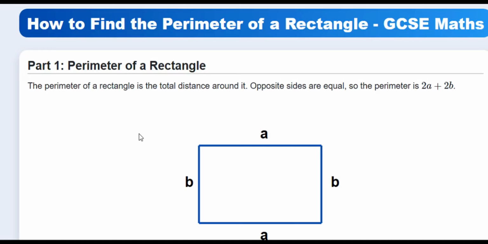Hello, in this lesson, we will learn how to find the perimeter of a rectangle. As we said in previous lessons, perimeter is the total distance around a shape. And in this case, the shape we are talking about is a rectangle.